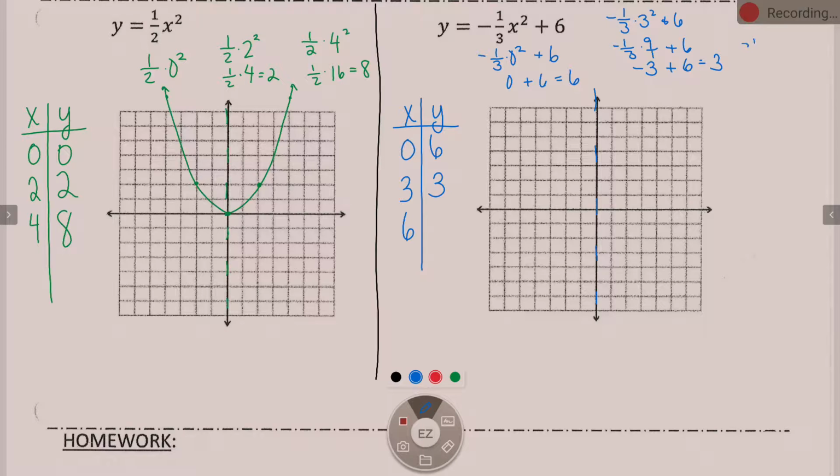Now we're going to put in 6. We have negative 1/3 times 6 squared plus 6. What is 6 squared? 36. Now you're doing a third of 36. 12, and negative times positive makes it a negative. Negative 12 plus 6? Is 6. Well, negative 6. Negative 6.